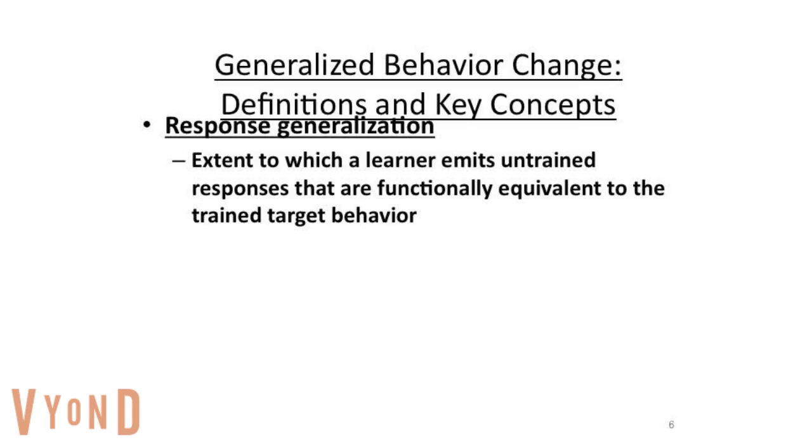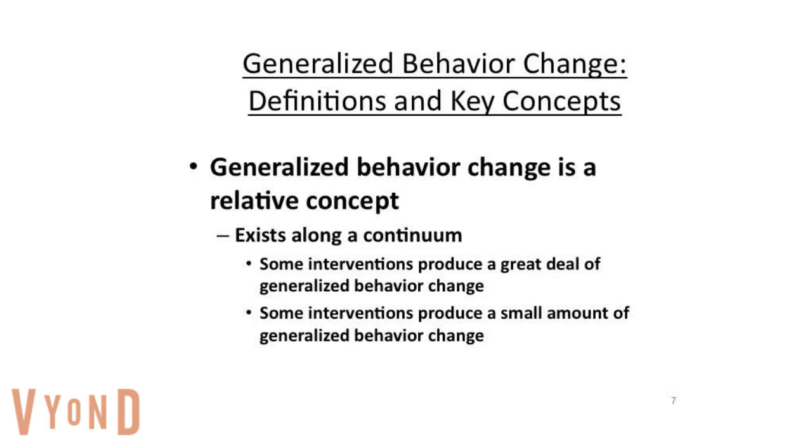Response generalization is when the learner can exhibit an untrained behavior that has the same function as the trained target behavior. That could be teaching somebody to write down phone messages, and instead of pushing play on the answering machine and writing down the message, maybe they've learned to use a tape recorder or send a text message to send that message to somebody. So it could look different, like the topography, but the function is still the same, which is recording a message and passing it on.